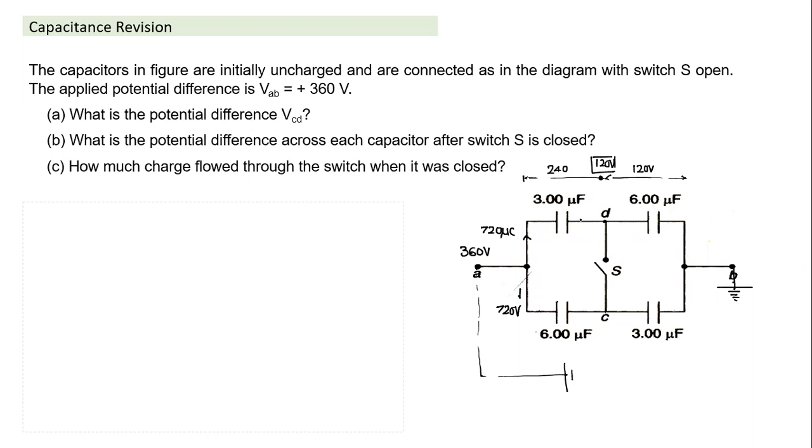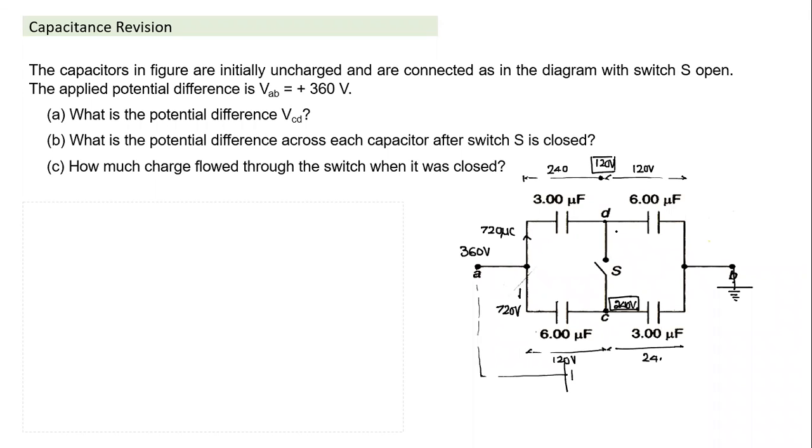Similarly, if I go to the lower part here, this will be equal to 120 volts across this capacitor, and this will be equal to 240 volts. Hence, the potential at this point will be equal to 240 volts. So that's the first part. If the switch is open, which point has higher potential? What is the potential difference between C and D? VC minus VD is 120 volts. That we can easily calculate.